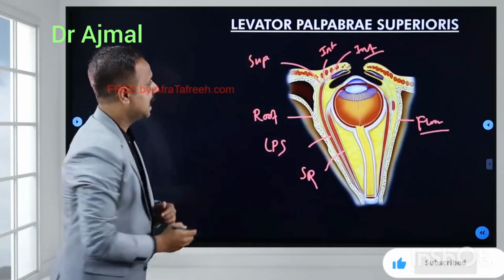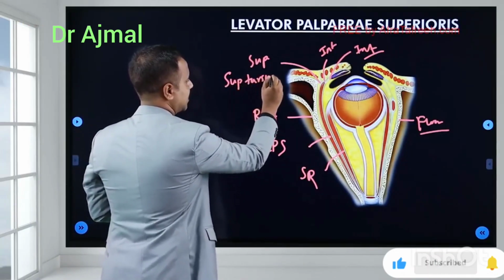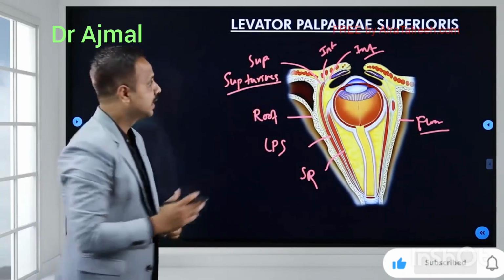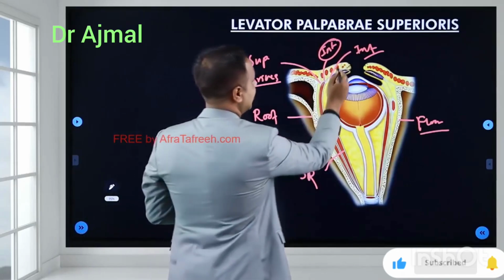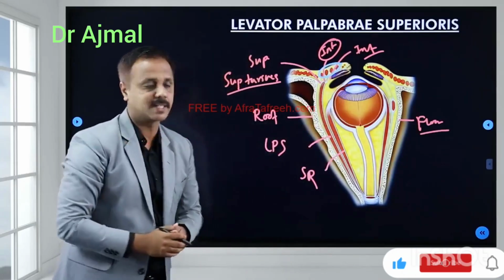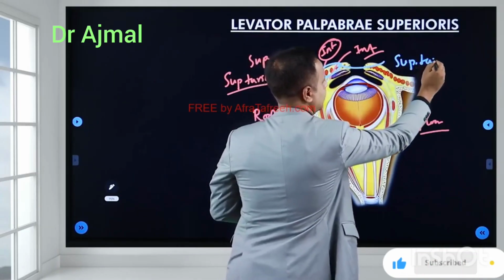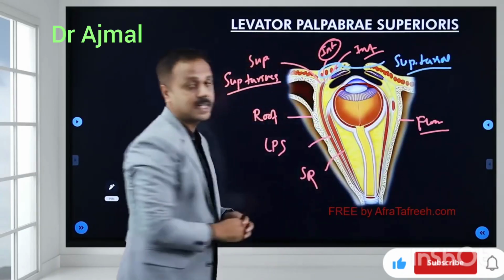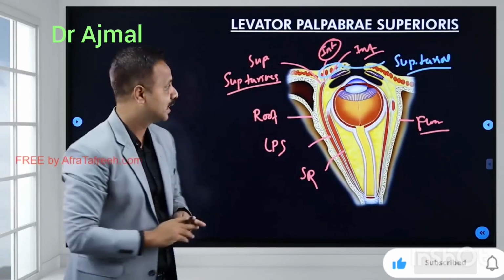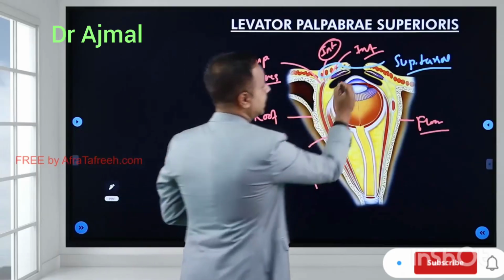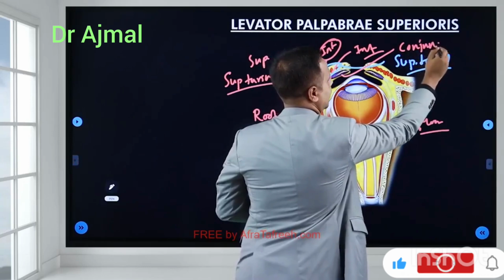Fine. The superior lamella is attached to the superior tarsus of eyelid. Then what about intermediate lamella? The intermediate lamella is peculiar because it is giving origin to few of the muscle fibers, and these muscle fibers are referred to as the superior tarsal muscles. So remember, superior tarsal muscles are derived from intermediate lamella of levator palpebrae superioris. Then what about the inferior lamella? The inferior lamella, as we can observe, is attached to the superior fornix of conjunctiva.